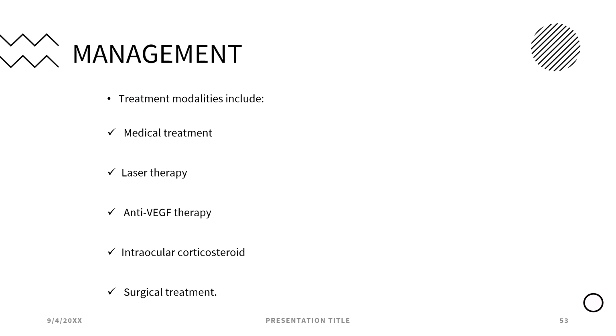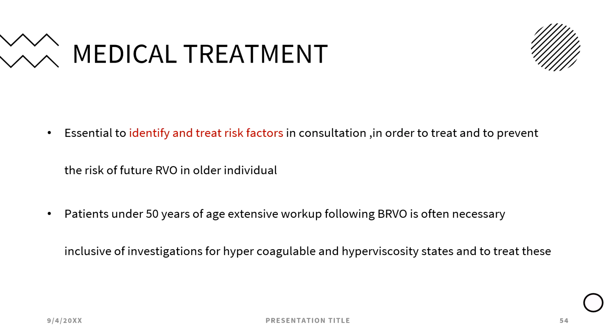Management includes medical therapy, laser therapy, anti-VEGF therapy, intraocular corticosteroid, and surgical management. Medical therapy is essential to identify and treat the risk factors in consultation, in order to prevent the risk of future RVO in older individuals. In patients under 50 years of age, an extensive workup following BRVO is often necessary, including investigation for hypercoagulable and hyperviscosity states.